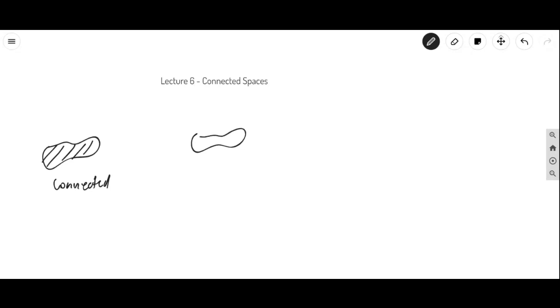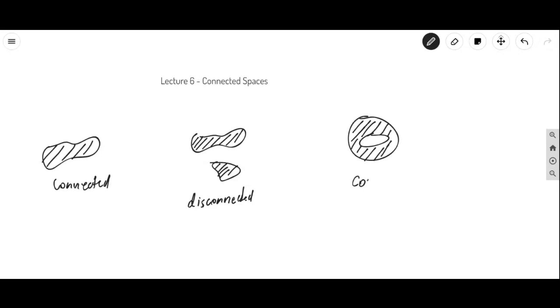And then if you have something like this, let's say two separate pieces or maybe more, if you can have three of them, you would say this is disconnected. And by the way, to avoid confusion, if you have a hole in the middle, that's okay. It's still in one piece. This is still connected.